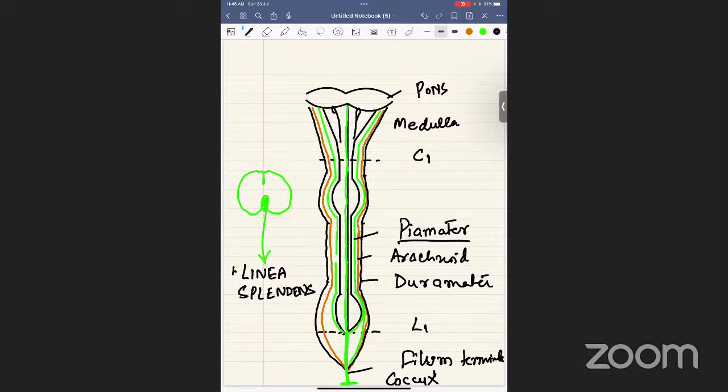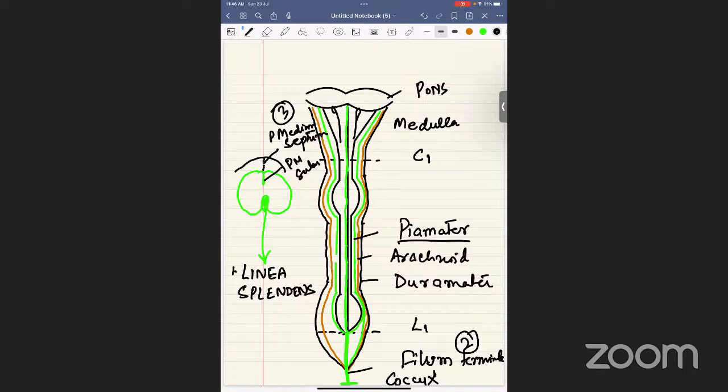Filum terminale is the second modification of this pia mater. And the third modification of this pia mater is the posterior median septum. This is the posterior median sulcus. It gives rise to a fenestrated band, and this fenestrated band is called the posterior median septum, and it is attached to the arachnoid layer. So this is the third modification of the pia mater. Okay, so we have seen the modifications of the pia mater as filum terminale, linea splendens, and posterior median septum.